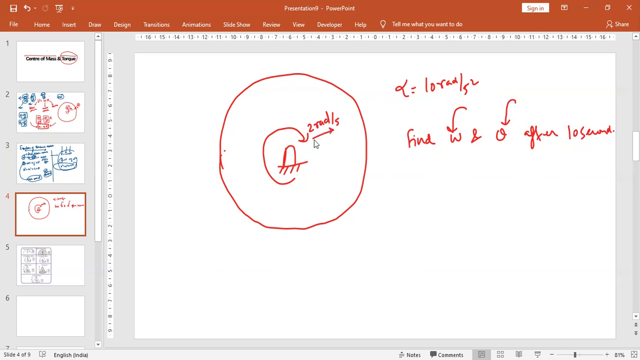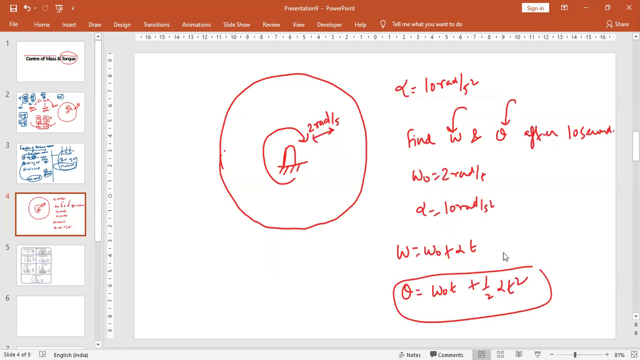So this is your initial angular velocity. So omega naught is given to be 2 radian per second, and your alpha is given to be 10 radian per second square. So omega will be calculated by this formula, that is omega is equal to omega naught plus alpha t, and angle covered will be calculated by this formula, omega naught t plus half alpha t square. So this is how you have to use these formulas of rotational motion. If you have any doubt in this, you can ask me now.